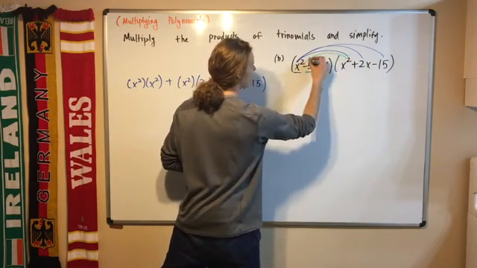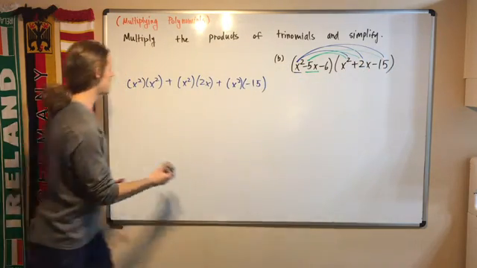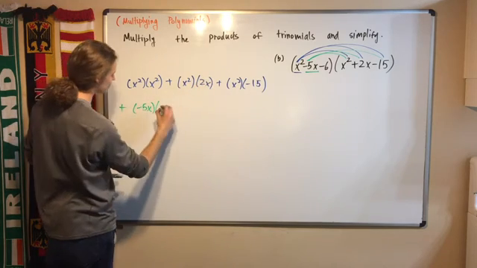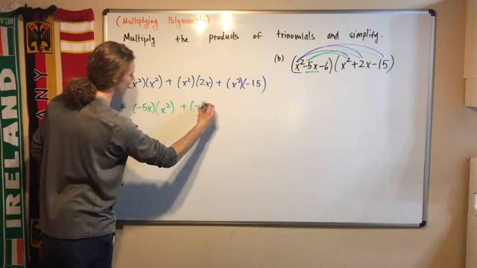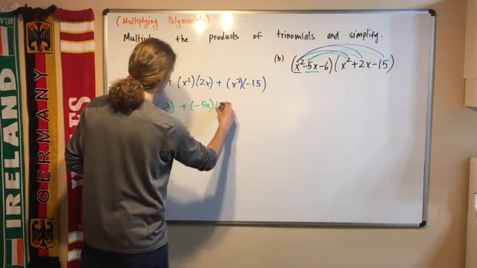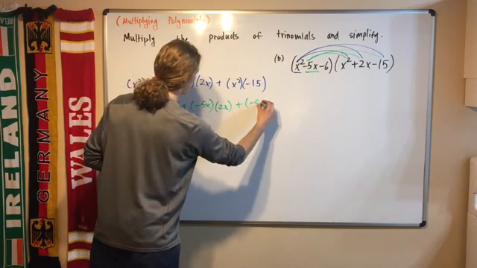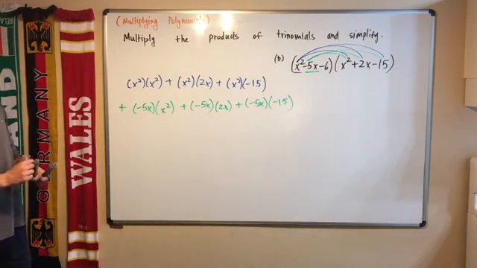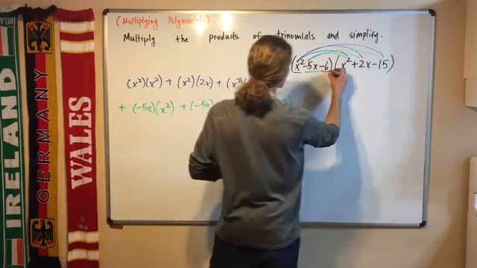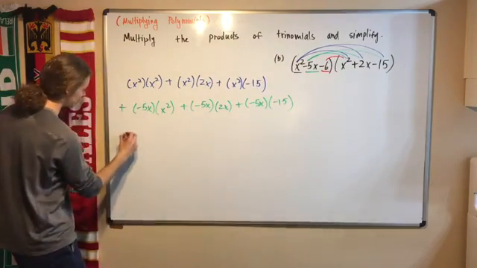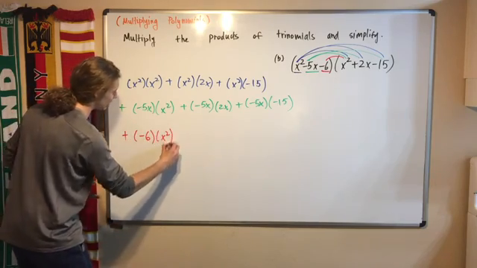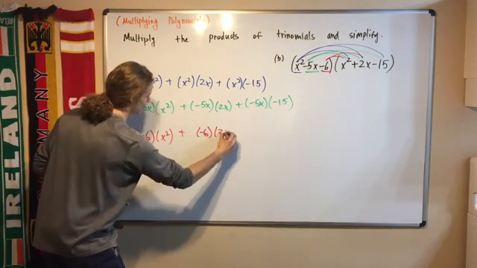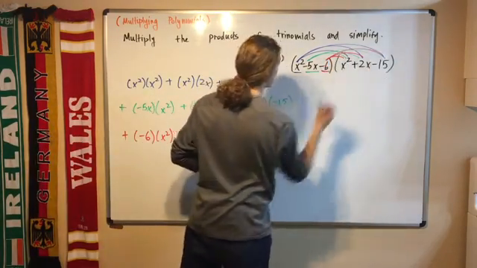I'm now going to distribute negative 5x to all terms here. So notice that I'll have plus a negative 5x times x squared plus a negative 5x times a 2x plus a negative 5x times a negative 15. All right, and finally we'll distribute this negative 6 to x squared. That's going to be plus negative 6 times x squared. Add to that negative 6 times 2x. And add to that negative 6 times negative 15.